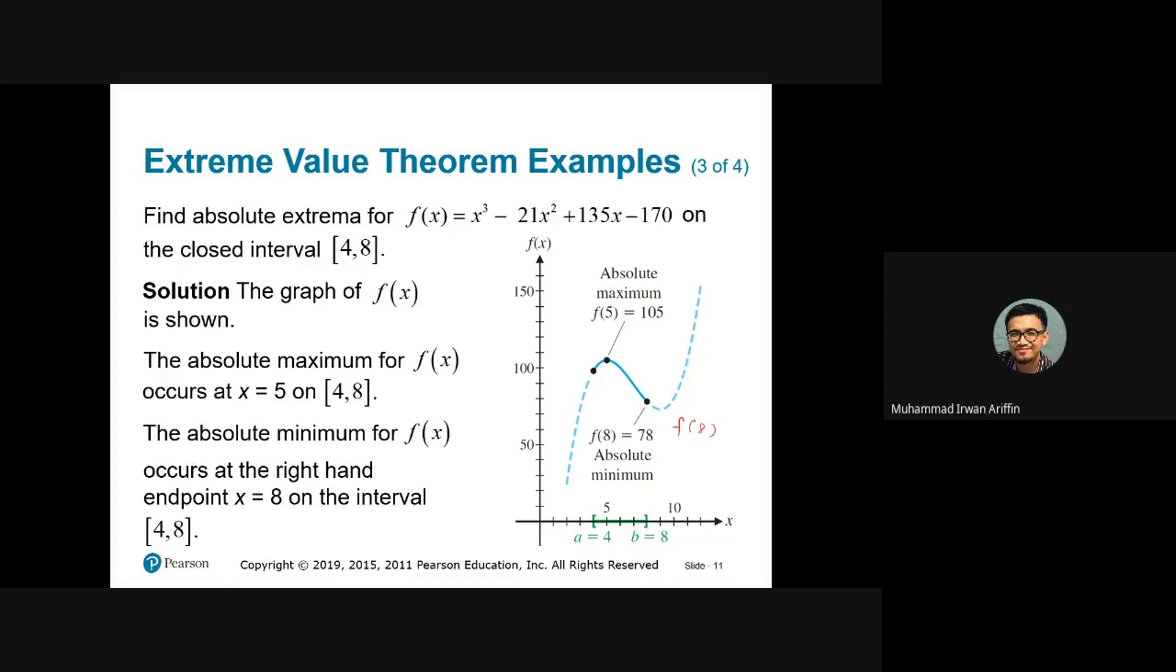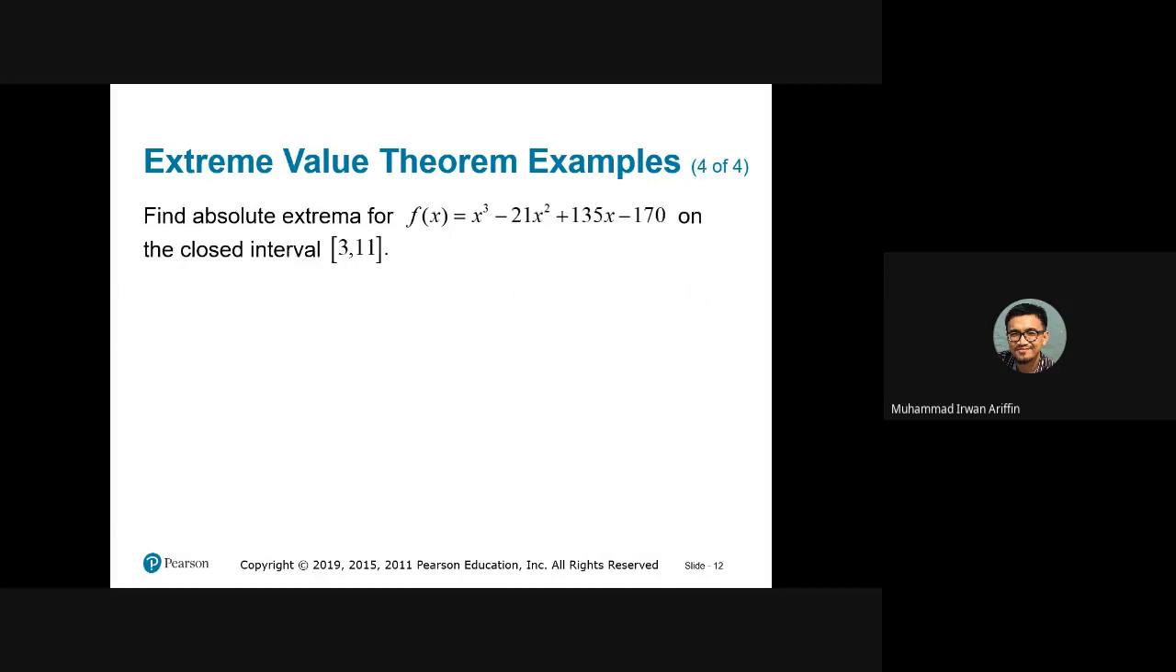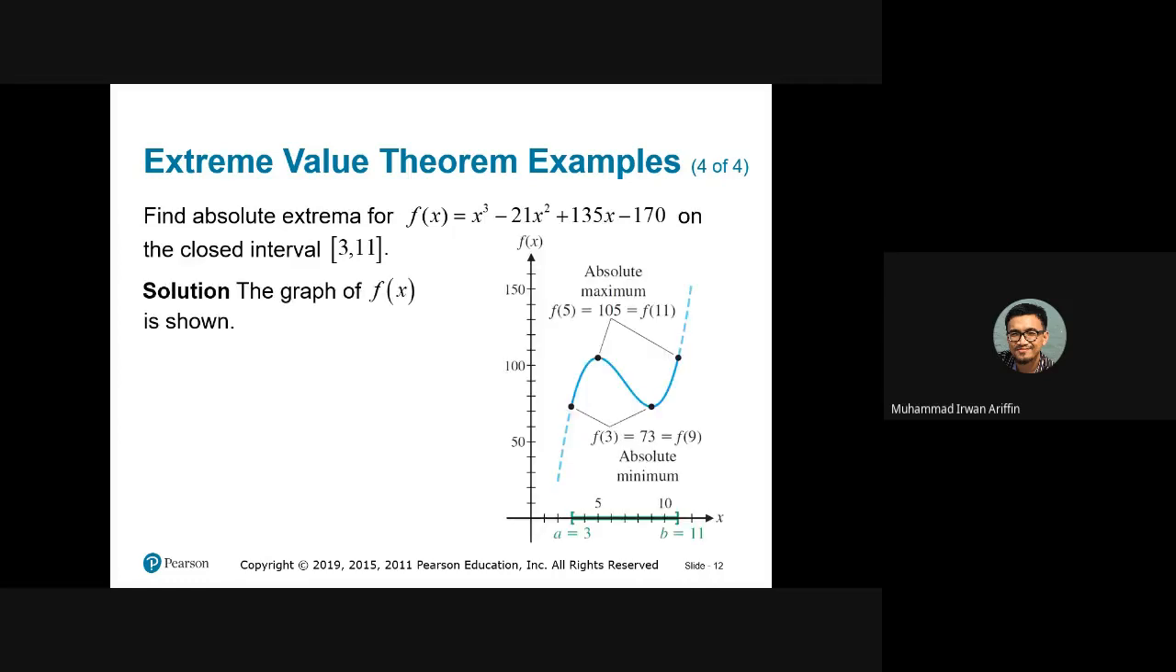Okay, now what if we change the interval from 3 to 11? From 3 to 11, you should be able to see that now we have 2 points of the same height and 2 points of the same low. They have the same f of 5 equals f of 11, which is 105.